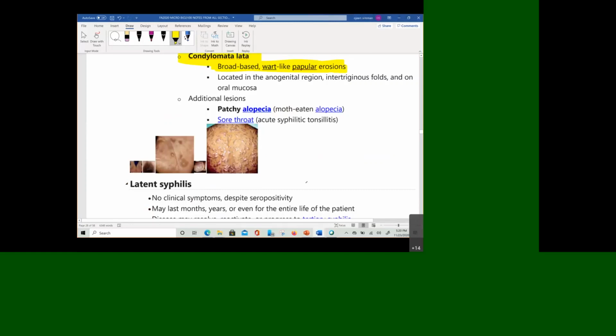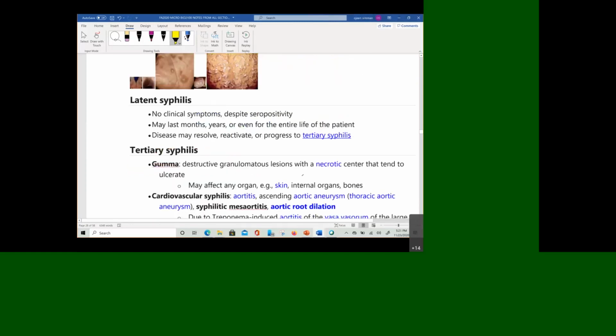Then you have latent syphilis. Here, most of the time, there are no clinical symptoms. It's not characterized by clinical symptoms, where the disease can resolve during this stage, or it can reactivate, or it can progress to the next stage, which is tertiary syphilis.